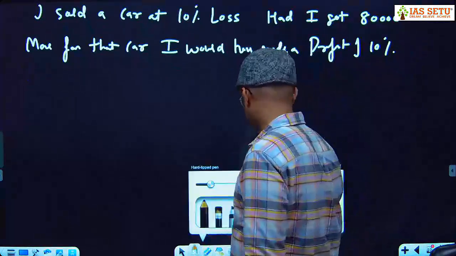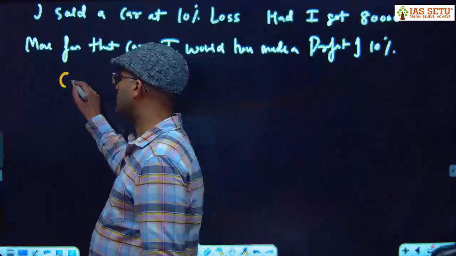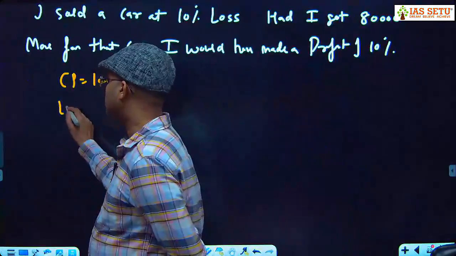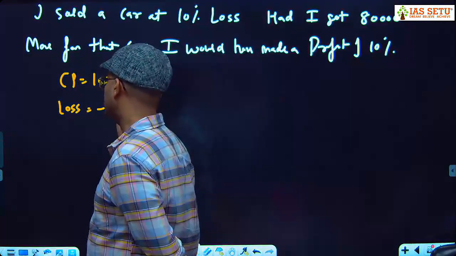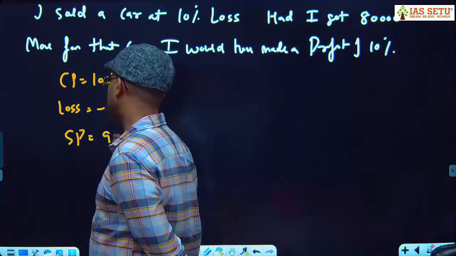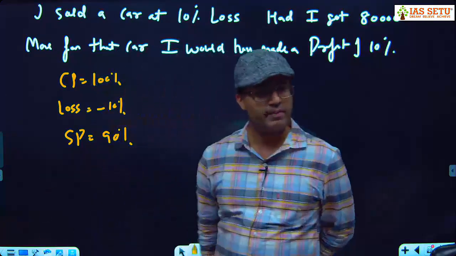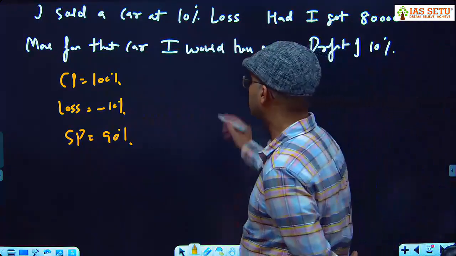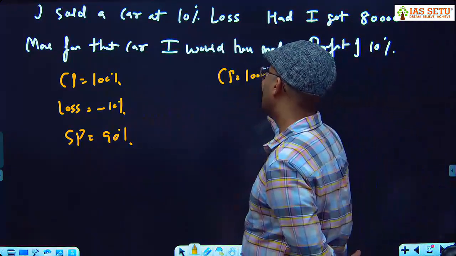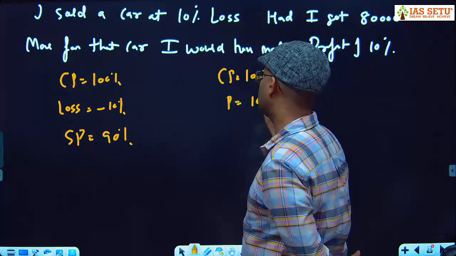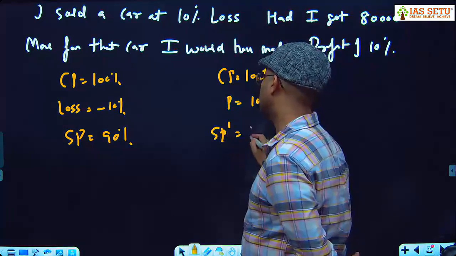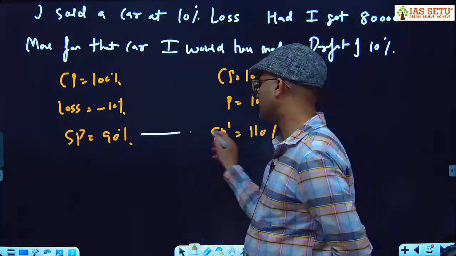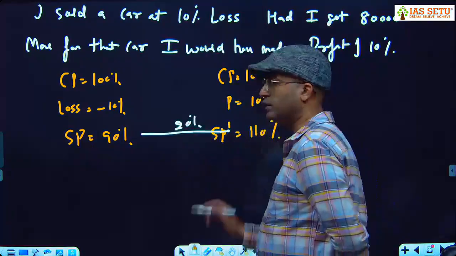Step number 1, I take cost price of the car 100%. Always we take cost price 100%. First situation there is a loss of 10%. So it means first situation selling price 90%. पहले केस में selling price बना 90%. Next time, what is important here? I would have made a profit of 10%. So new selling price become 110%. So what is the difference in the selling price? 20% from 90 to 110.